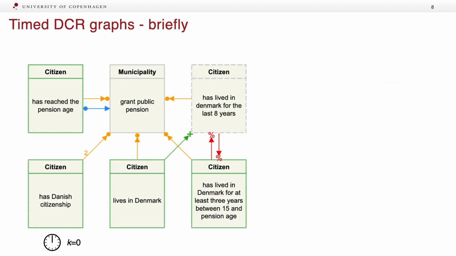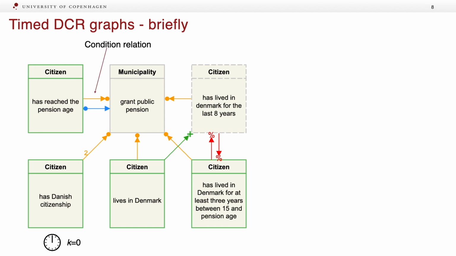Let us briefly recap what DCR graphs is with a little example from the granting of pension benefits from a municipality in Denmark. In this case, we have 6 events, a limited set of events, which are related by different sets of conditions for different sets of relations.